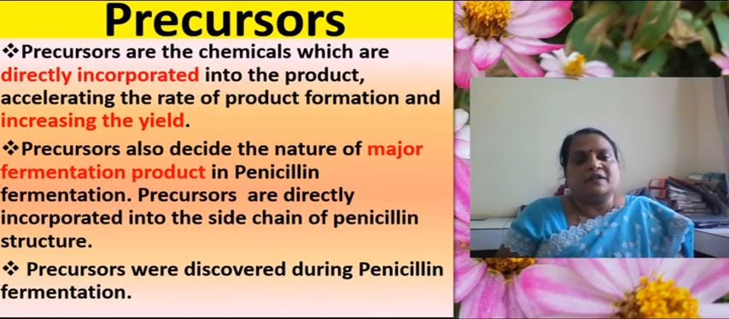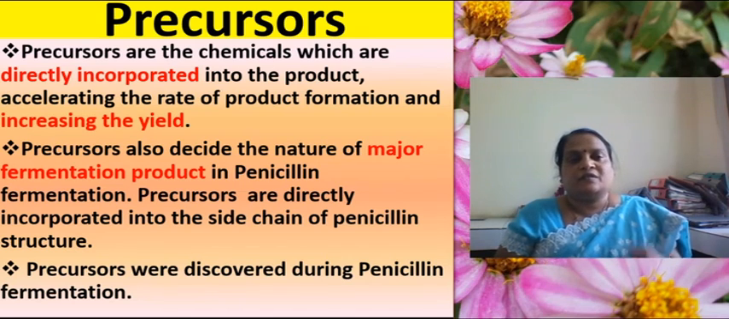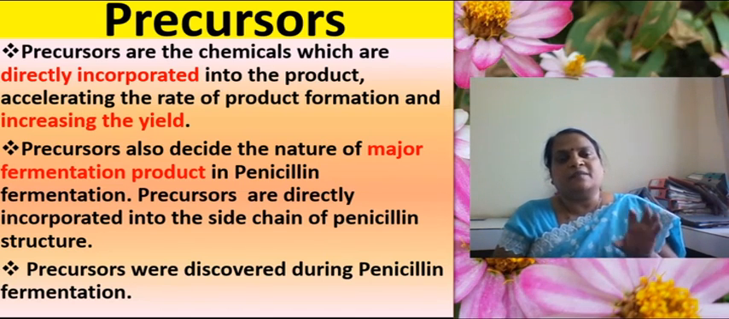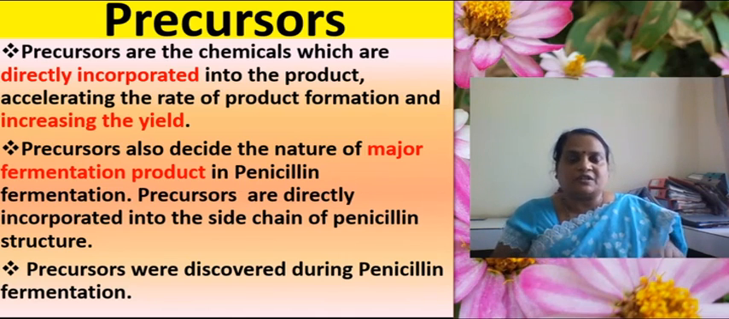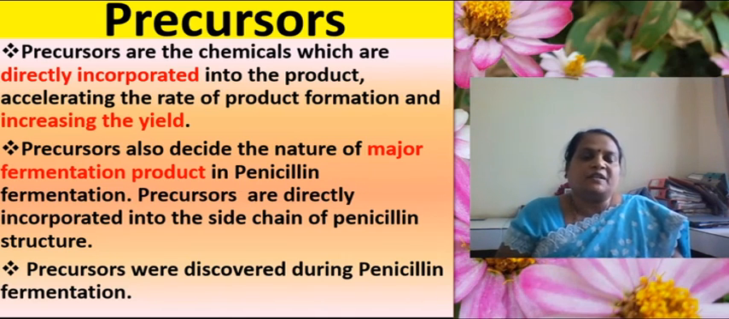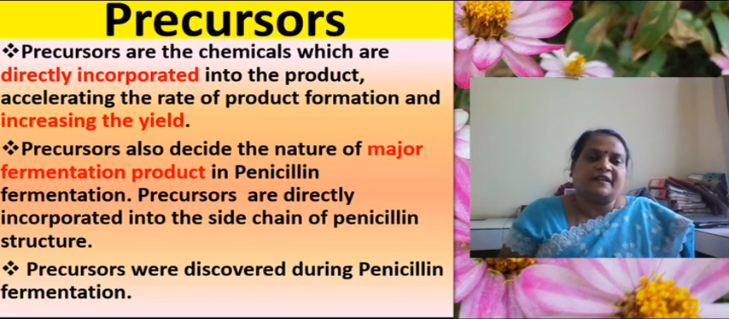The next important component of the fermentation is precursors. What are these precursors? Precursors are the chemicals which are directly incorporated into the product, accelerating the rate of product formation and increasing the yield. What we provide in the form of precursors is some ready-made functional group that goes and gets incorporated into the structure of the product. Because of this, the rate of product formation is accelerated, and the final yield also increases.